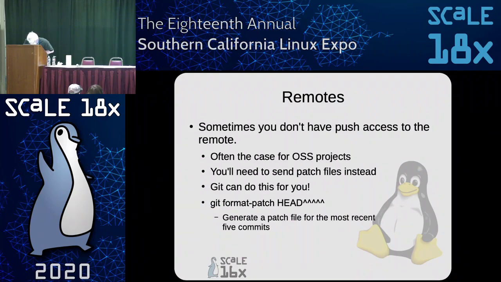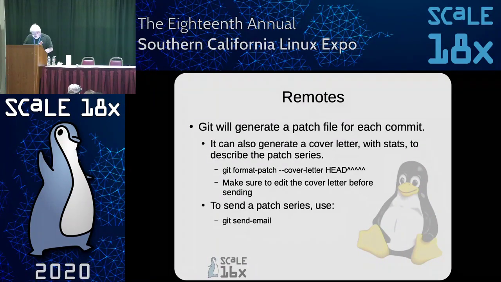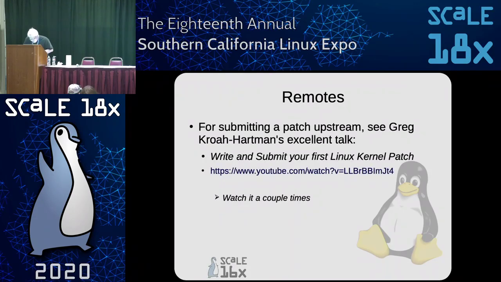Sometimes you don't have push access. Usually this is the case for open source projects. In this case, you'll send patch files to the maintainer, and Git makes this pretty easy to do. git format-patch makes a nicely formatted patch file that you can send off to the maintainer. It also makes cover letters, including statistics. Be sure and edit it before sending. And then Git will even use your configured mail client to send it, doing git send-email. Pretty cool.